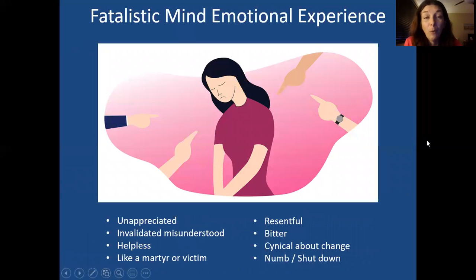Okay, so the fatalistic mind emotional experience. It might involve feeling unappreciated, invalidated and misunderstood, helpless, right? So there's nothing I could do. That's a helpless feeling, like a martyr or a victim, like poor me, look what happened and I can't do anything and there's nothing I can do anyway and nothing matters and who cares, right? It's kind of like that victim vibe, resentful, bitter, cynical about change. There's nothing that could happen anyway. There's nothing that's going to change. Nothing I could do, right? Numb and shut down. So that's part of that overwhelm.